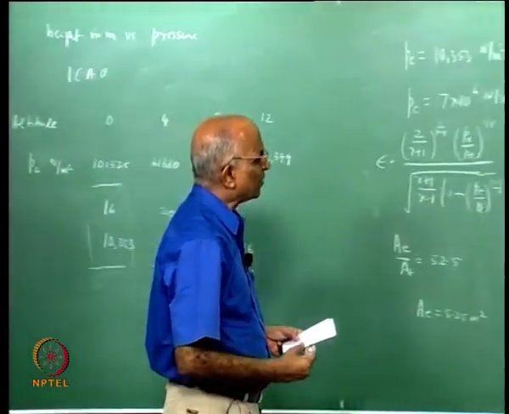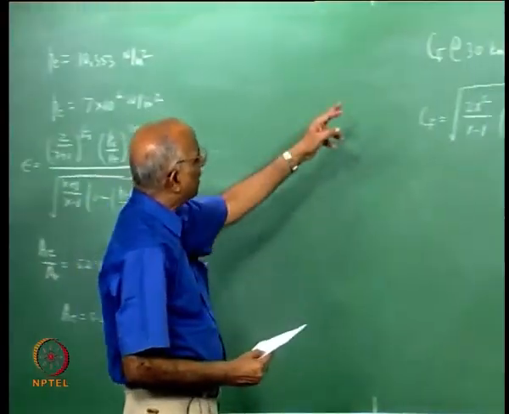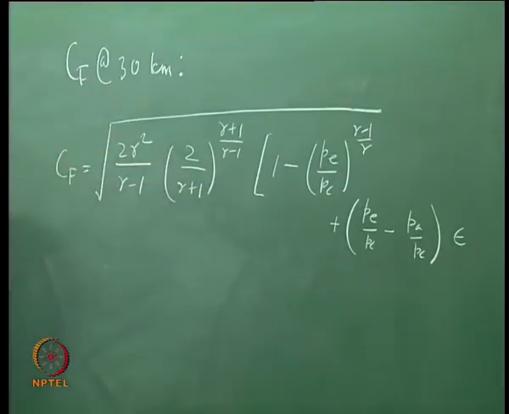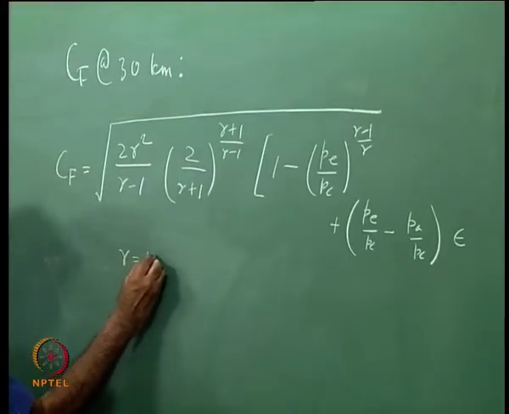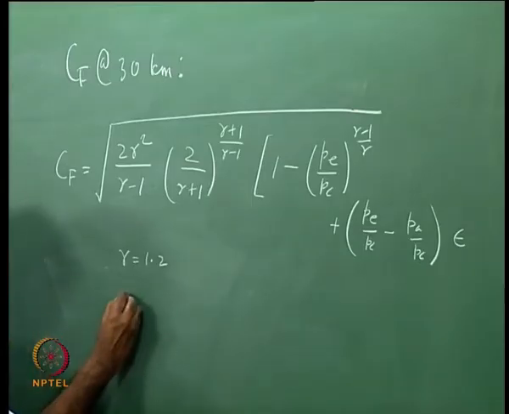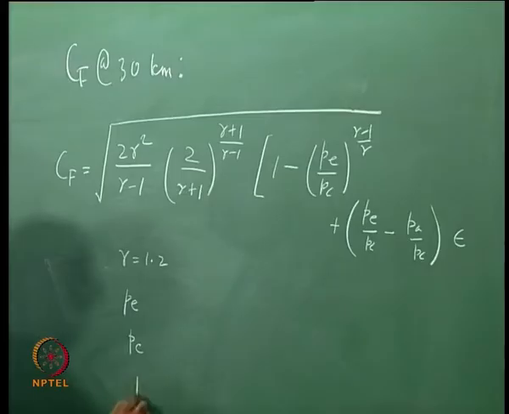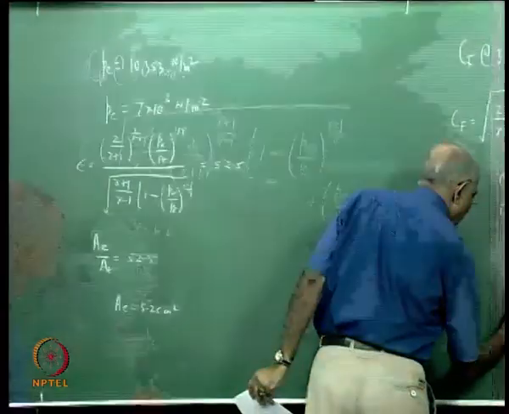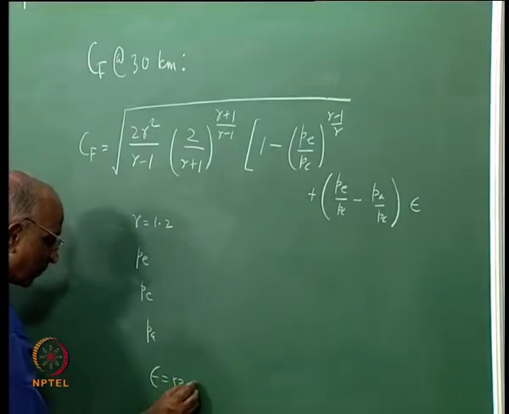Now what are the values? I am interested in thrust coefficient at 30 kilometers. What are the values I put? You all must tell me. Well, we know gamma is equal to 1.2, that is given. What is the value of Pe? What is the value of Pc, and what is the value of Pa? Epsilon we have already determined as equal to 52.5.